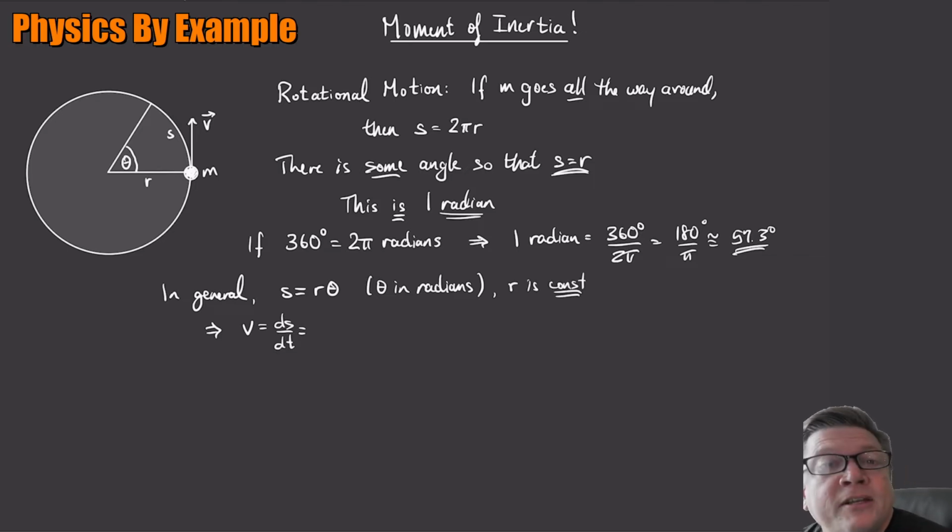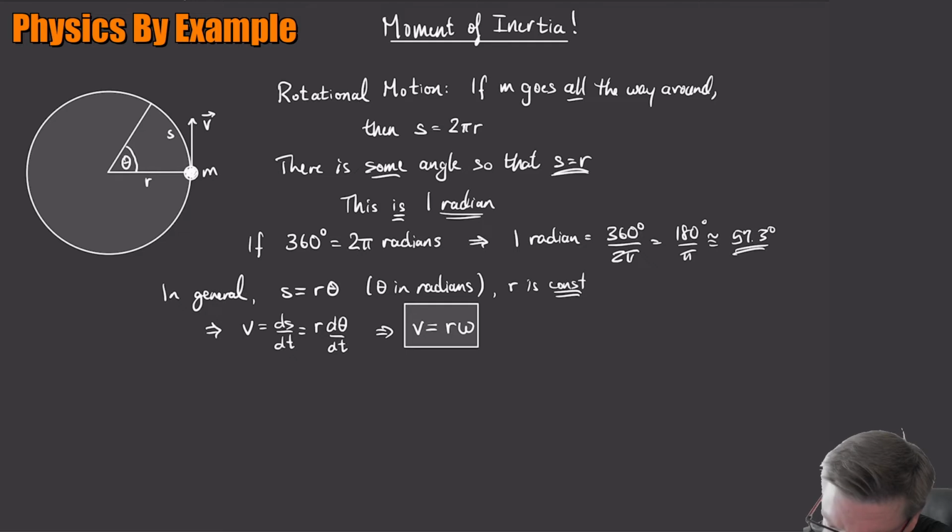Why? Because we're moving in a circle, right? R doesn't change. That's what being a circle means, that the radius is constant. So R is just a constant. So this is just going to be R d theta dt. So that means that V is just R times this new thing, d theta dt. That's the number of radians per second that you're spinning around, right? And that's what we're going to call omega. All right, boom, there we go.